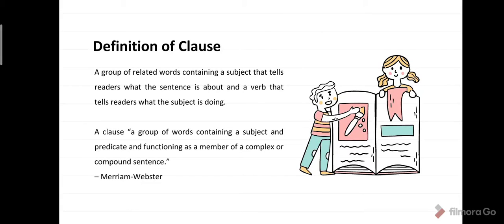A clause is a group of related words containing a subject that tells readers what the sentence is about and a verb that tells readers what the subject is doing. According to Merriam-Webster, a clause is a group of words containing a subject and predicate and functioning as a member of a complex or compound sentence.